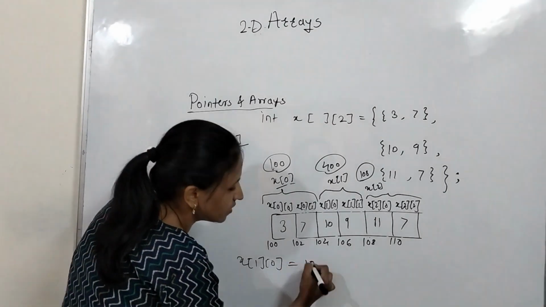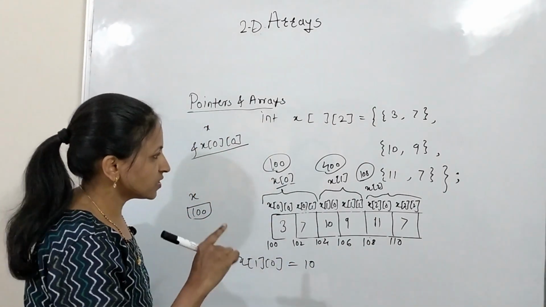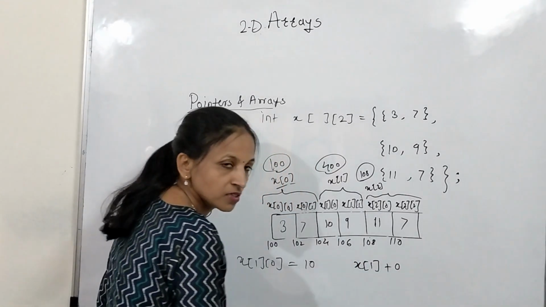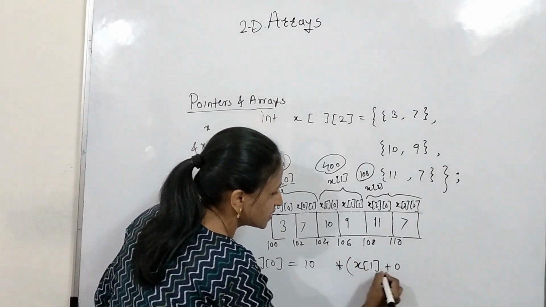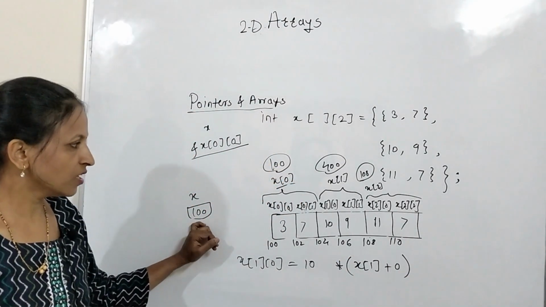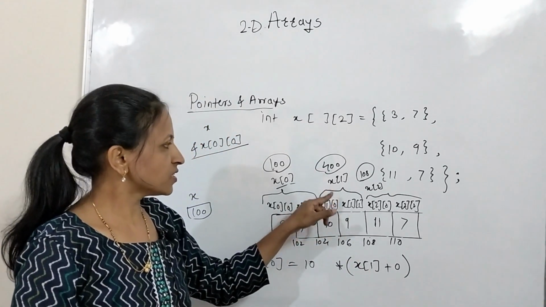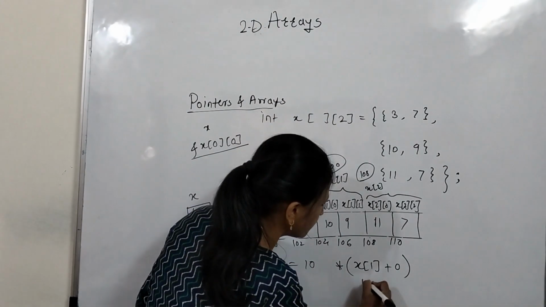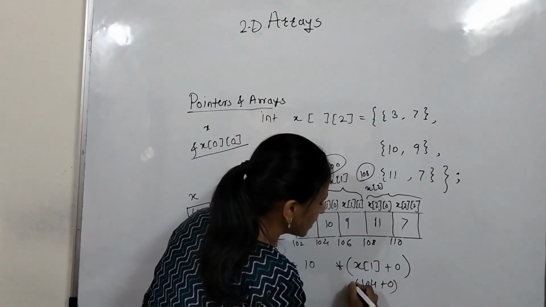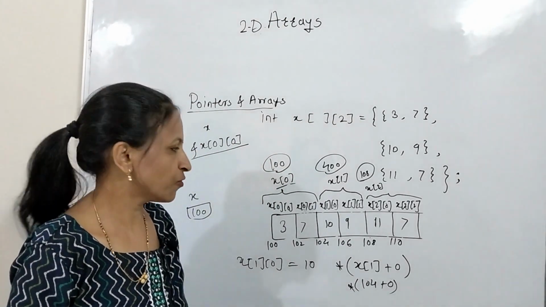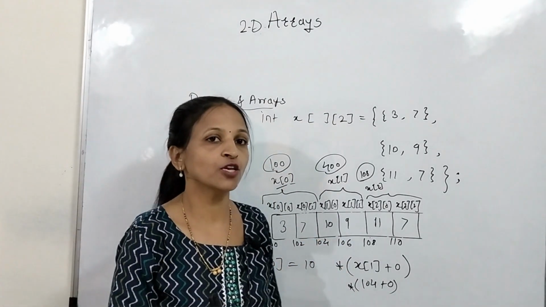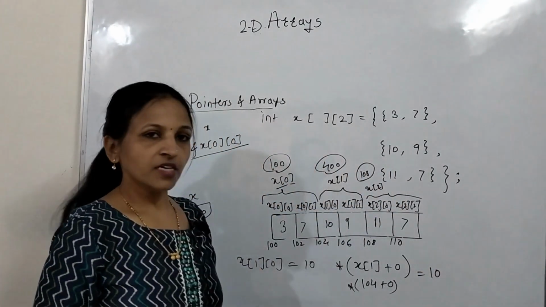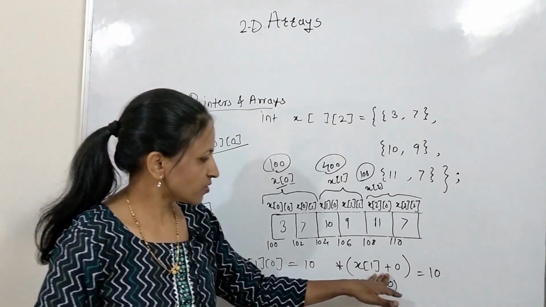We will get 10. The same thing we can access in this way also, like x of 1 plus 0 and value at that, means star x of 1 plus 0. How? See, x of 1 means what? It is the base address, it will give you base address, that is 104, plus 0 means of course 104, and star 104 means it will of course give you value at that address, that is nothing but 10. Getting? This is the formula, star x of 1 plus 0.